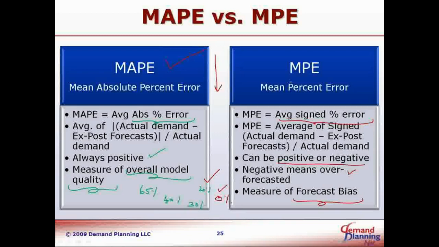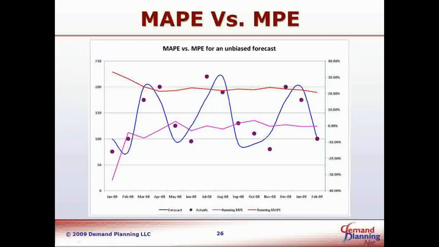So initially, you would look at MAPE. MPE gives you the bias. It is the average signed percent error: instead of the absolute value, you get rid of the absolute value sign, so it can be positive or negative. Negative means over forecasted. It's a measure of forecast bias. So you would just look at these two in combination when you do a model. When you do any model, you would look at MAPE and MPE.